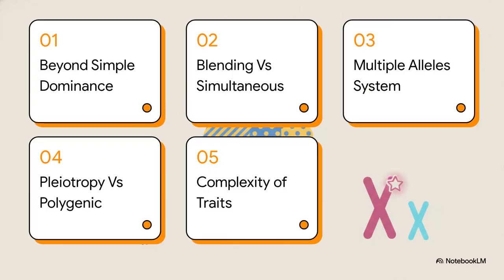Here is our quick roadmap for this explainer. We'll be breaking down 5 non-Mendelian patterns of inheritance in a really structured, logical way. We're going to cover 1. Beyond simple dominant genetics. 2. Blending versus simultaneous expression. 3. The multiple allele system. 4. Pleiotropy versus polygenic inheritance. And finally, number 5, the complexity of our traits.